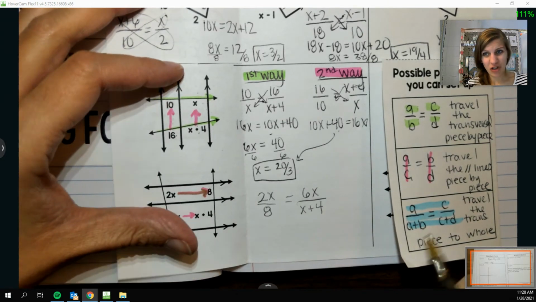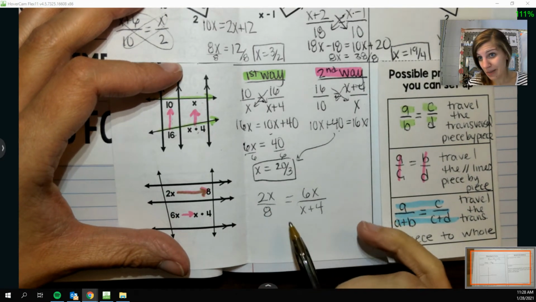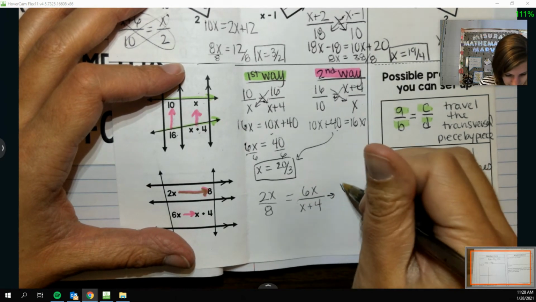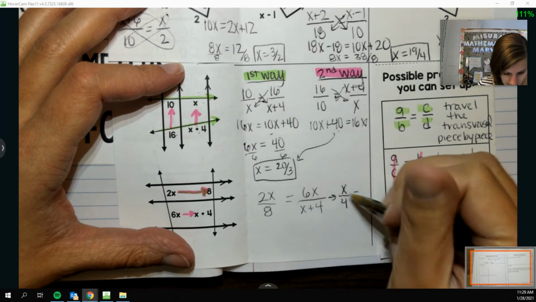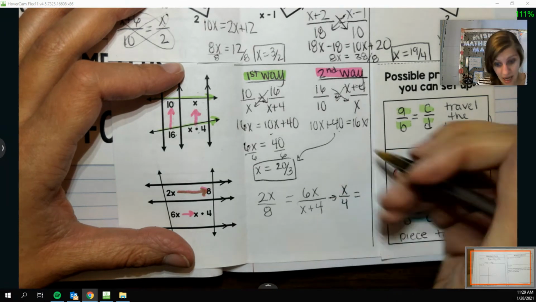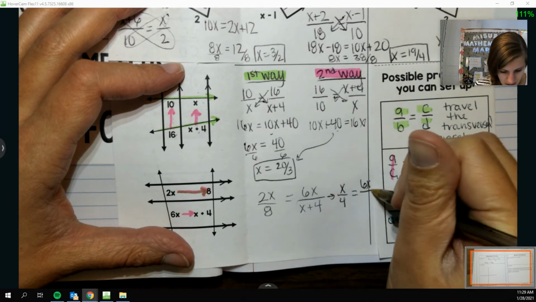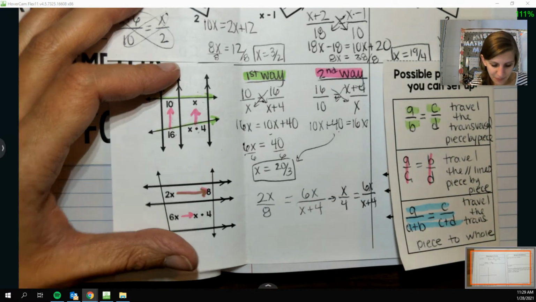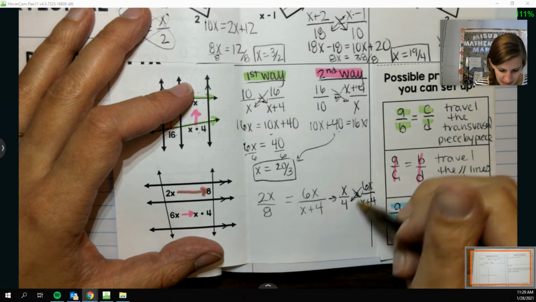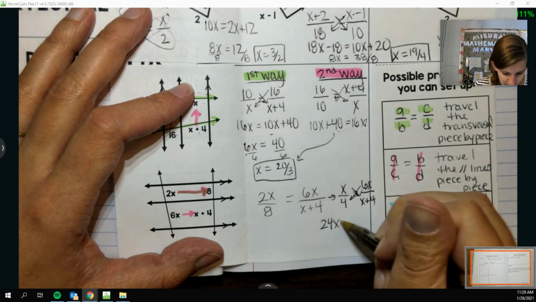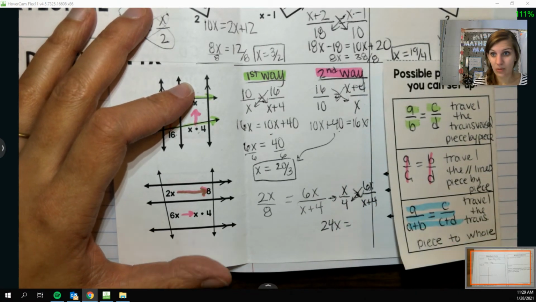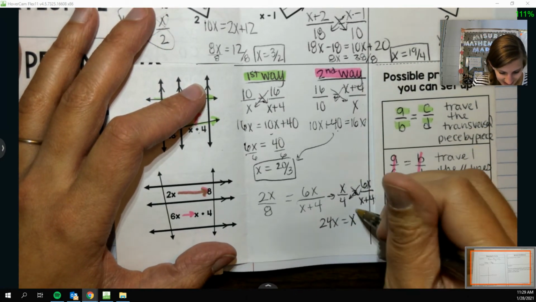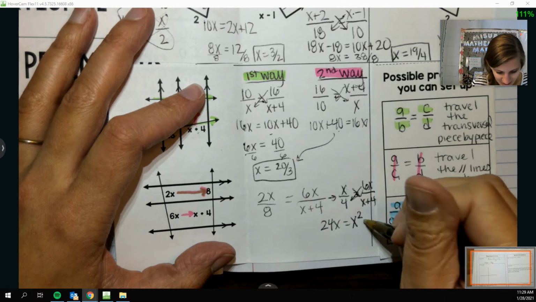Now, the reason I kind of chose to do it that way is I noticed right here I could reduce a little bit. You can do that. So maybe I'll do that, and then I'll cross multiply. So I'll have x over 4. Now, I can't reduce here because there's an addition sign. So if ever there's addition or subtraction going on, you can't divide. But this was just multiply, so that's why I could do that. Then we'll cross multiply, so we'll have 24x equals x times x, which is x squared, x times 4, which is 4x.